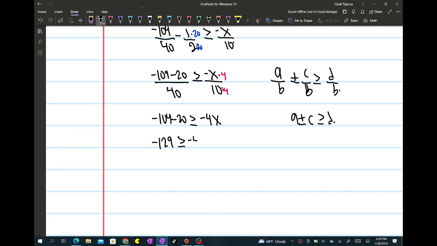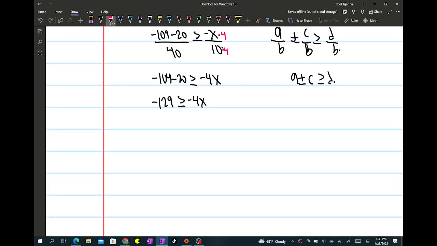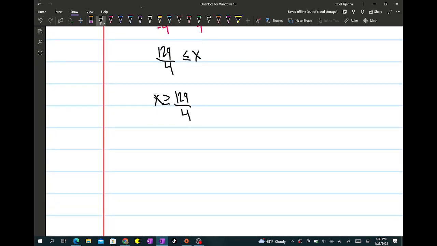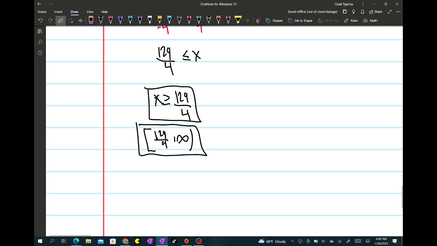is greater than or equal to negative 4x, and then we go ahead and divide both sides by negative 4. And the thing is that when you divide by negative 4, you have to switch the inequality symbol. So it'd be 129 over 4 is less than or equal to x. So then x is greater than or equal to 129 over 4. So then in interval notation, we would go from 129 over 4 to infinity. Okay, and this would be your final answer for this one.